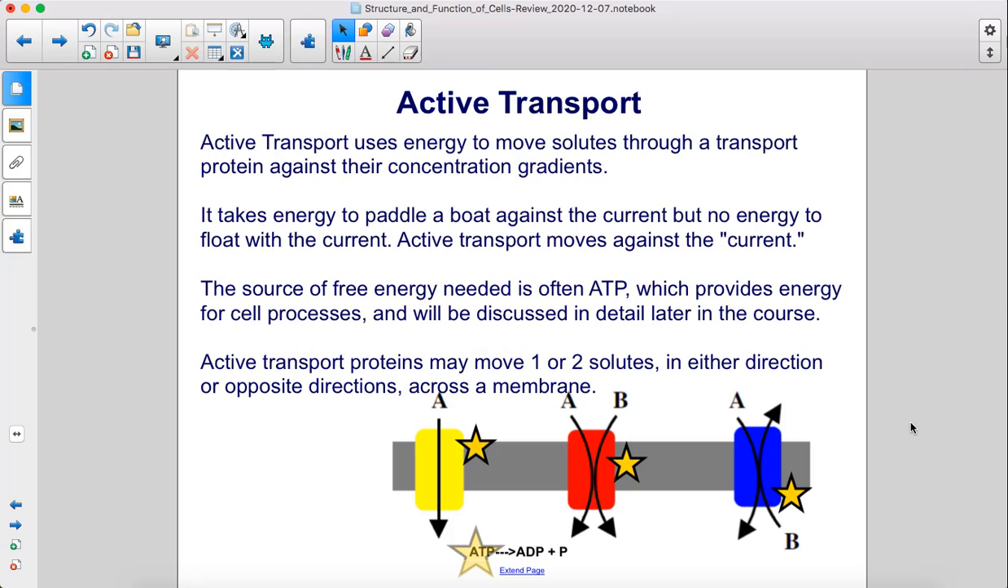Active transport uses energy to move solutes through a transport protein against their concentration gradients. It takes energy to paddle a boat against the current, but no energy to float with the current. Active transport moves against the current. The source of free energy needed is often ATP, which provides energy for cell processes, and will be discussed in detail later in the course. Active transport proteins may move one or two solutes in either direction or opposite directions across a membrane.